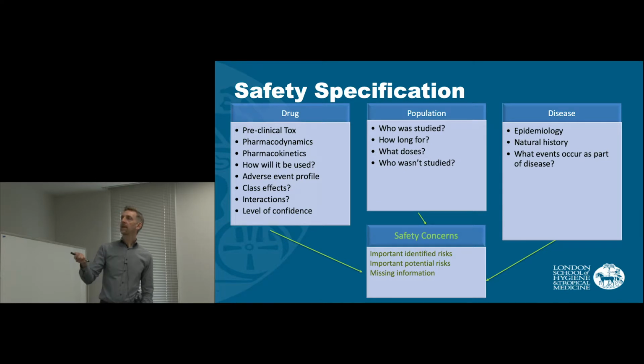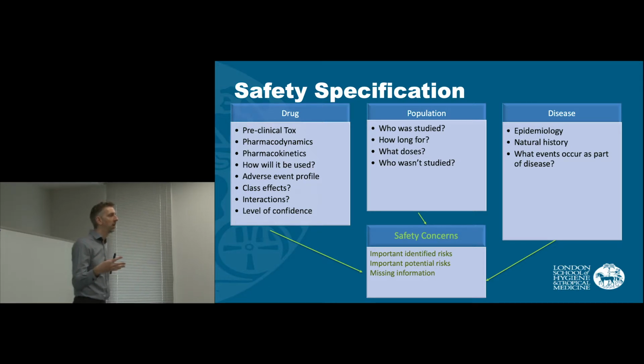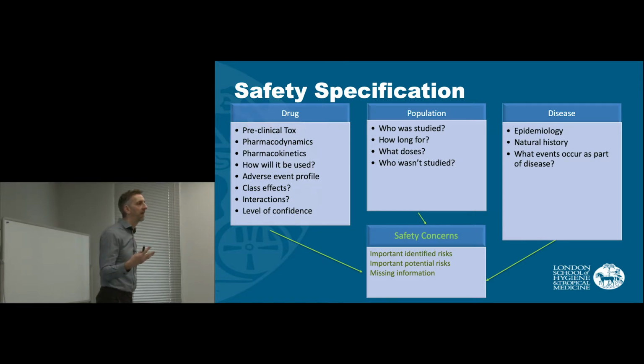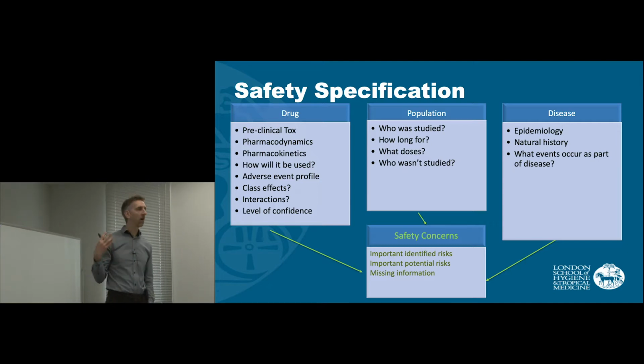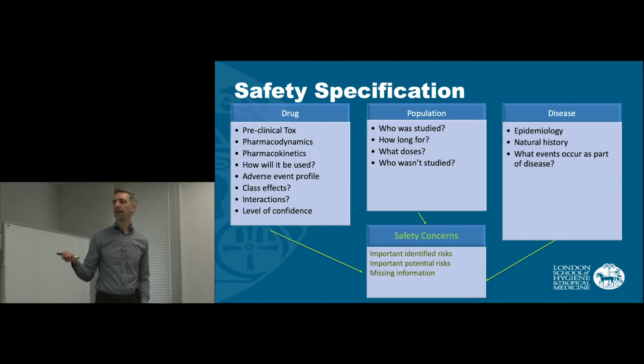So from these 2, we will generate safety concerns, okay? We'll also have information about the disease itself. So the indication for the treatment, what's the epidemiology of that disease? What other diseases or illnesses does the expected population suffer? And this is then going to help us to interpret these safety concerns. And we split these into 3 bits of information. So we have important identified risks.